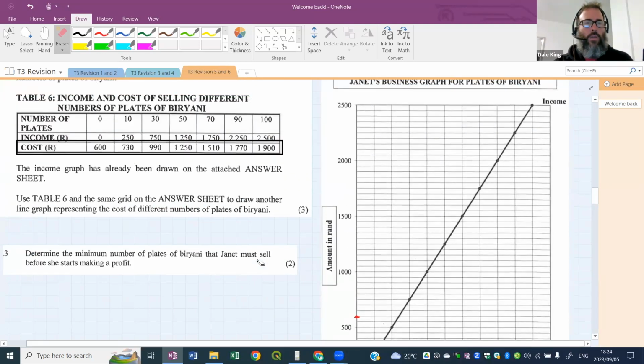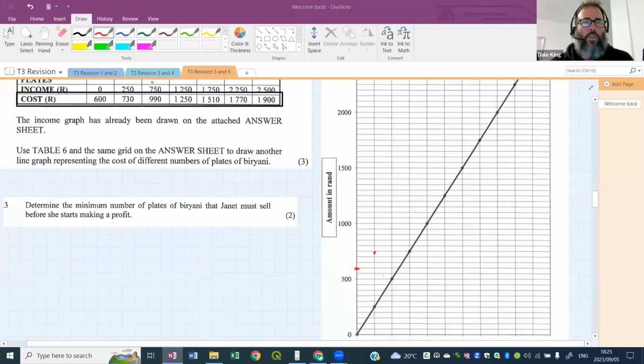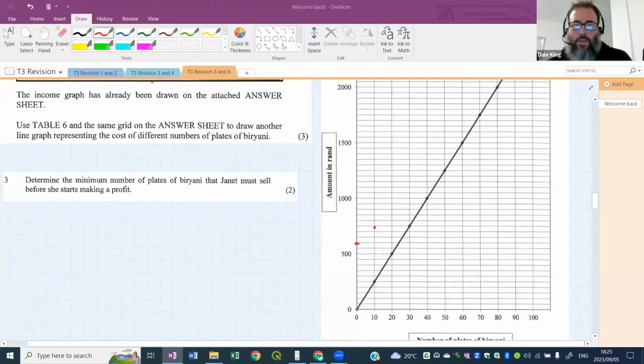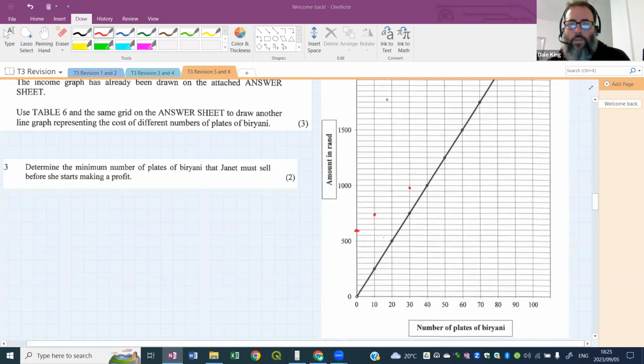Now, what's the next one? For 10 plates, 730. So for 10 plates, I've got to go 6 at 7. That's 750. So I say it's there. All right, for 30, we need 990. So that's 950, so 990 is up there. Okay, now 90 is over there. Good. And now we have 50, 1250.